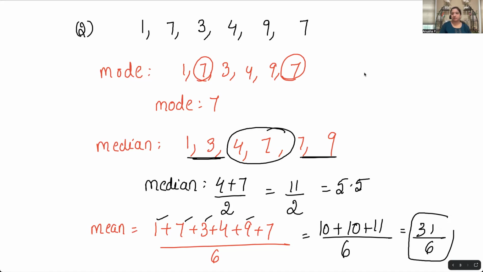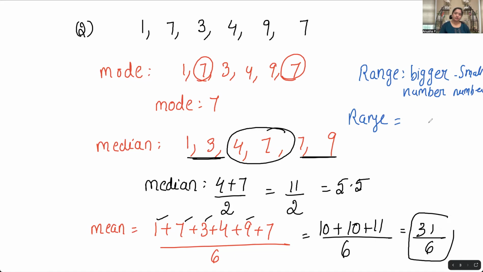What is range now? The range is nothing but a bigger number minus a smaller number, right? So what is range now? What is the bigger number in this question? 9, and the smaller number is 1, which is 8.